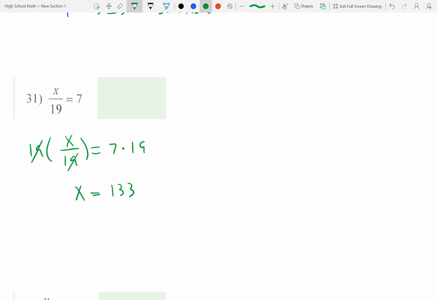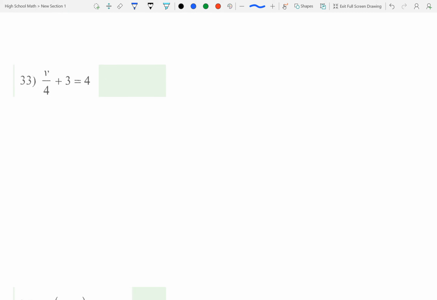I could put 133 back up there. 133 divided by 19, and that is indeed 7. This statement's true. So I can say x equals 133.